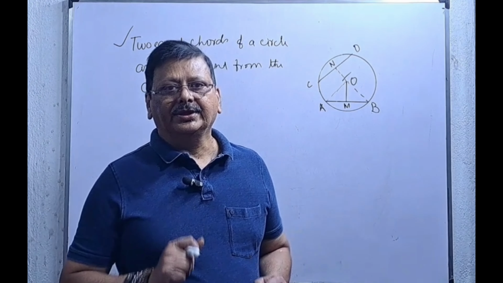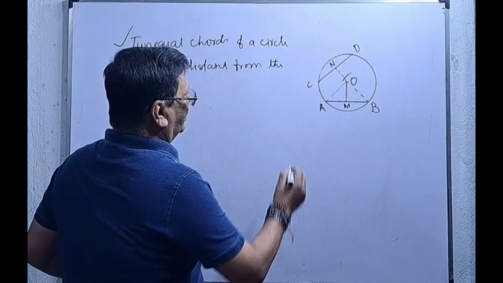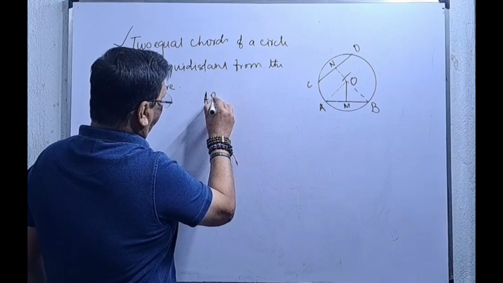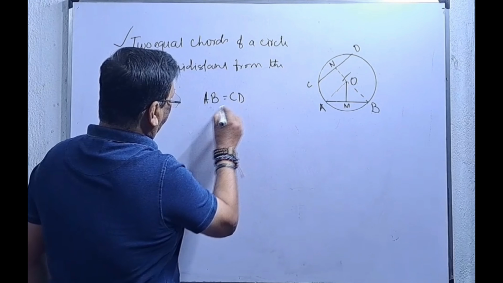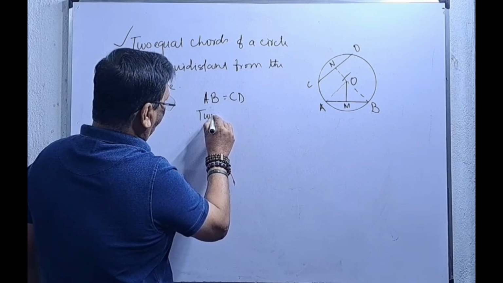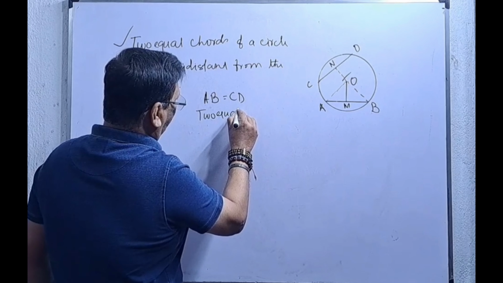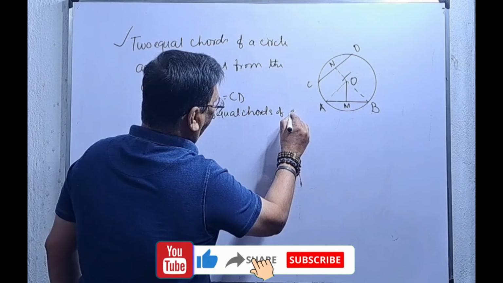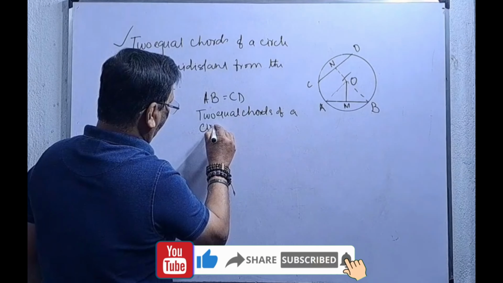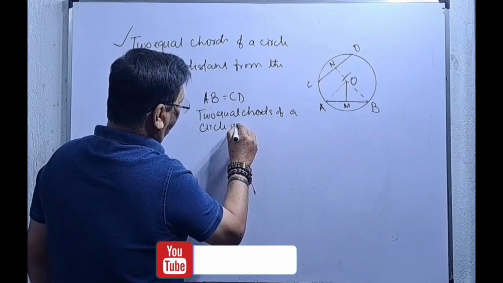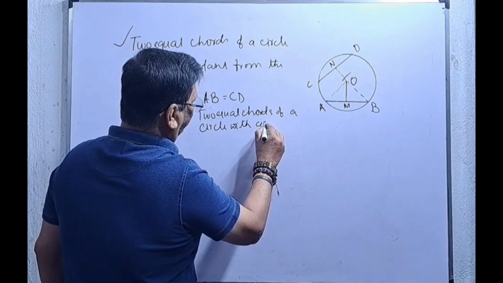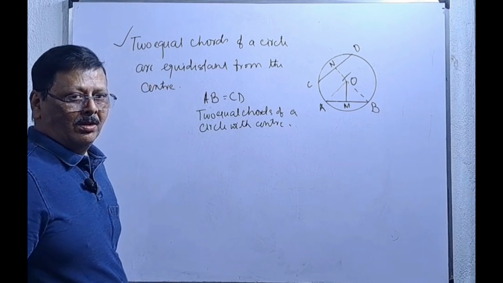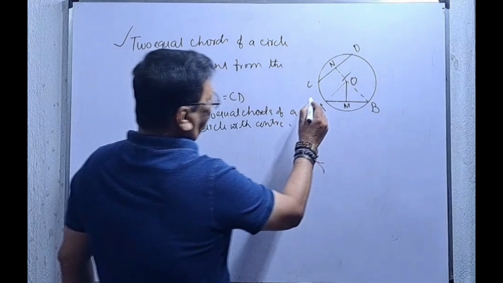Equal chords are equidistant from the center. Let's see how we can prove that. AB is equal to CD, two equal chords of a circle with center O. Again, we will use congruency of triangles. So we'll join CO.